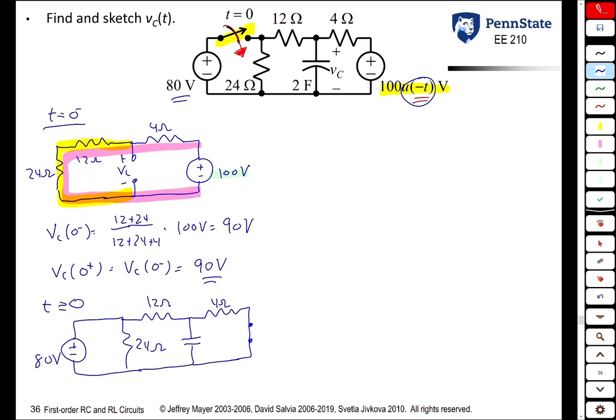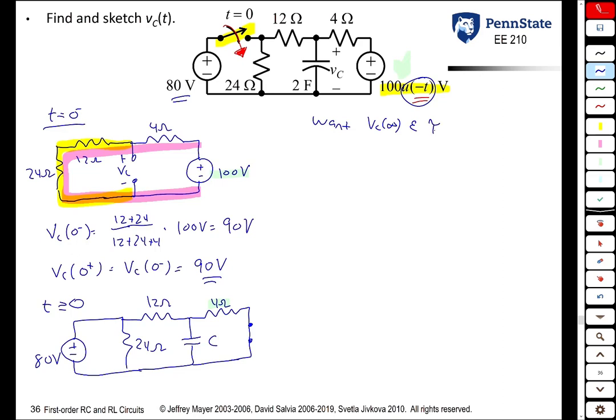What this means is that this 4 ohm resistor will have an effect on the circuit for t greater than or equal to 0. If there was a physical switch removing this source, then that 4 ohm resistor would not have an effect. Once we redraw the circuit, we want to find the voltage across the capacitor at our new steady state value, VC of infinity. We also want to find the time constant. So 2 things we need to find: VC of infinity, and tau.